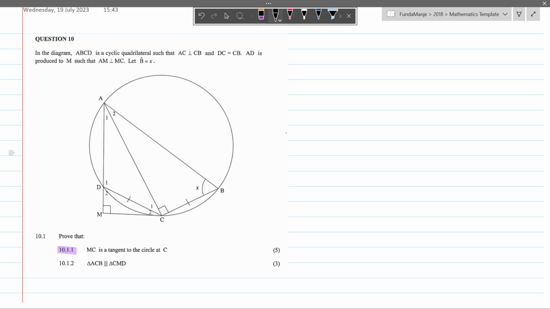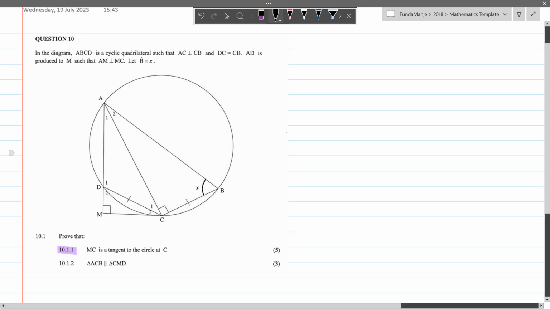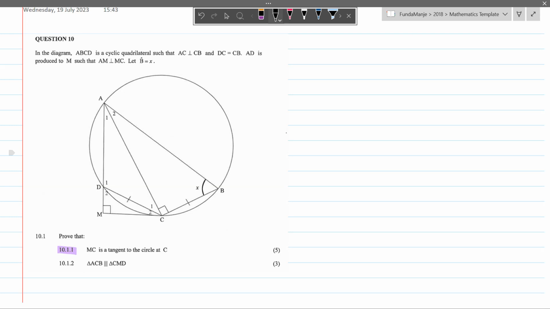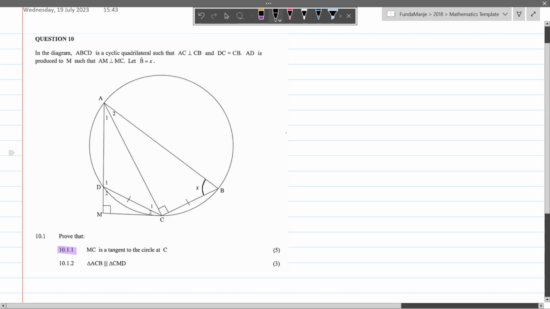So we need to prove that this is a tangent and we have this to work with. So for now, let's just focus on trying to express as much information as we can within this diagram. So just expanding on what we're given.